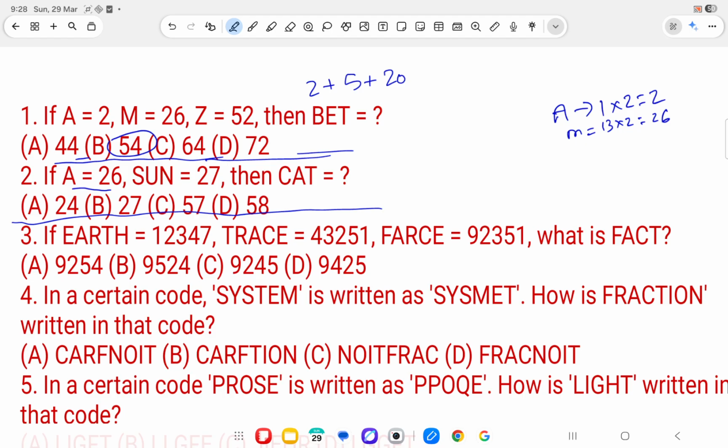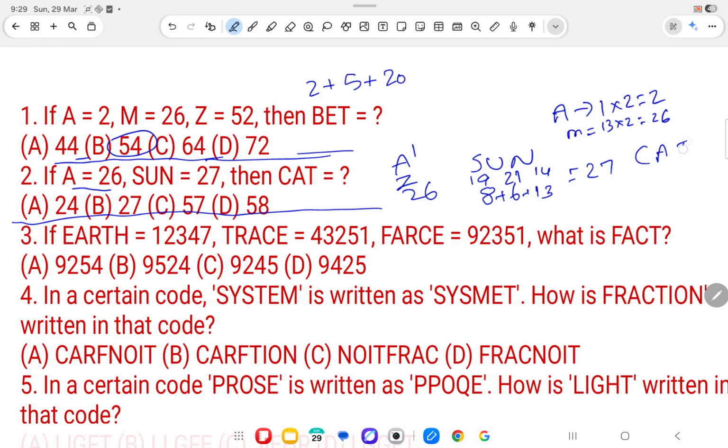No. Actually A's opposite letter is Z. A is 1, Z is 26. Means the opposite pair number they have taken. Let me check with this. SUN, S is actually 19. So 19's opposite is 8. Then U, 21, opposite number is 6. Then N is 14, so that is 13. Now 8 plus 6 plus 13 is equal to 27.